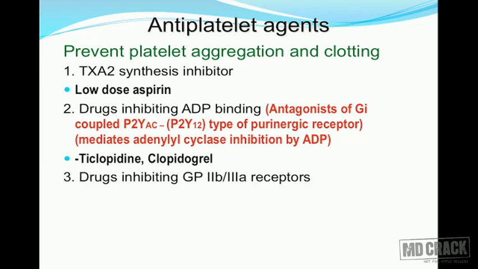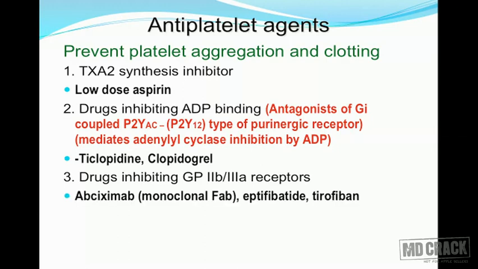Next, you have the drugs which inhibit the GP2B3A receptor, the glycoprotein 2B3A receptor. So the drugs which block the GP2B3A receptor, you can call them GP2B3A antagonists. Example, abciximab, which is a monoclonal antibody to this receptor, and you also have eptifibatide and tirofiban in this group.